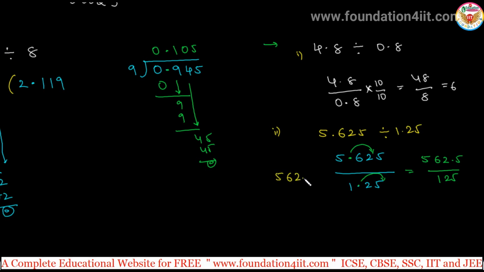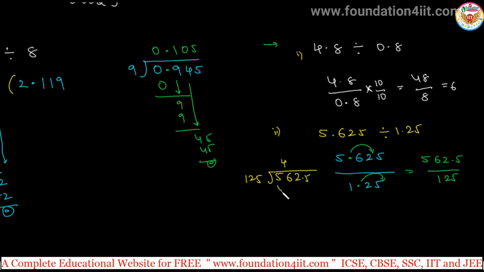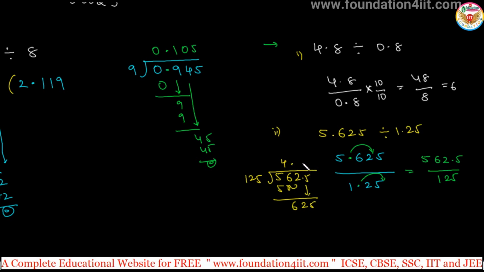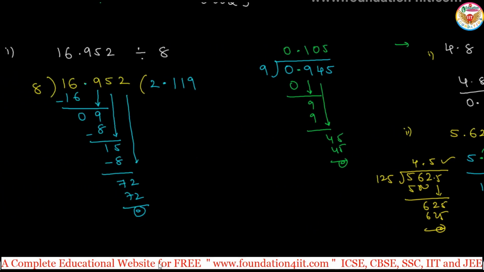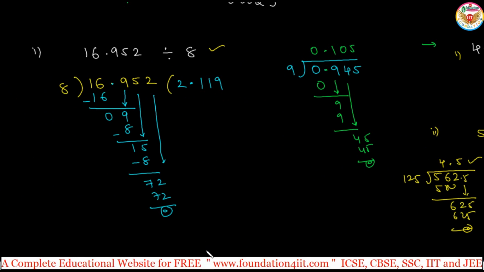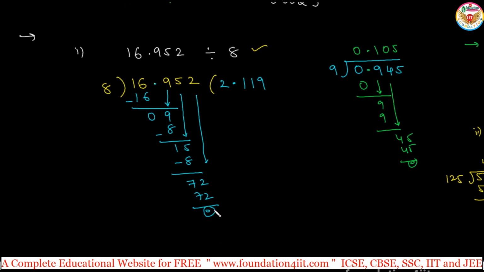Take 562.5, divide by 125 now. So it's simple. 125 4s are 500, 62 5. So after the point I took again. After subtracting, next digit I took. So you also keep the point. 125 times 5 is 625. So 0, 4.5. Just make the denominator a whole number, and the same logic you apply as in division with whole numbers. Okay, this is the method you can follow when dividing decimal numbers.